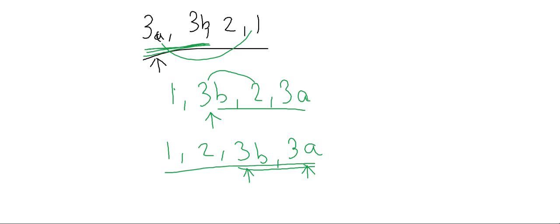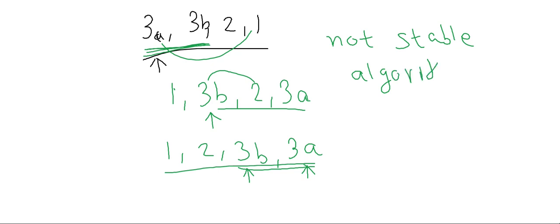This means that the selection sort is not a stable algorithm, because in case of duplicates, the order is getting changed. So selection sort is not a stable algorithm, which means that in case of duplicates, the order is not maintained. So now let's write the code for this one.